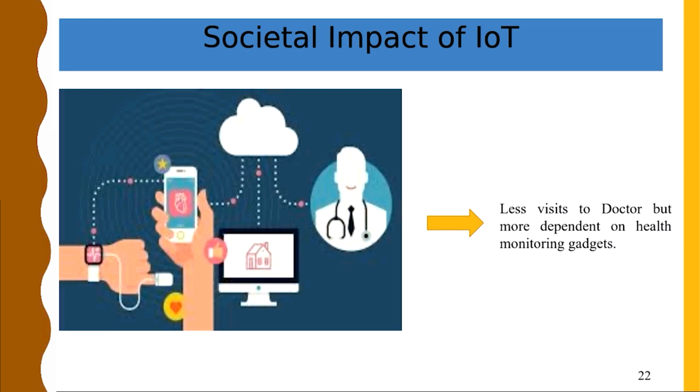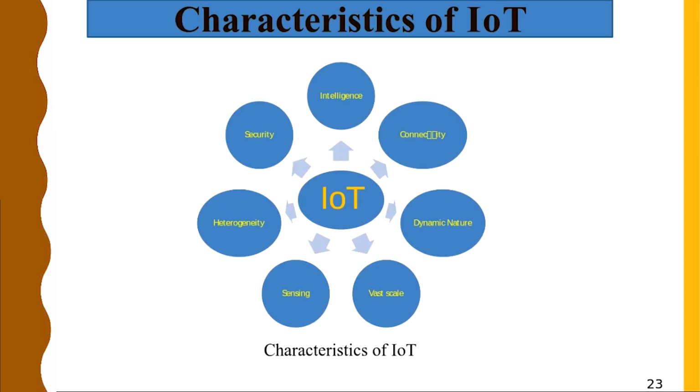Let's try to understand a bit of the technical part, that is, the characteristics of IoT. This is a bit important, so try to understand. The first thing is intelligence. What is giving intelligence to IoT? It is the computing capability that is giving intelligence.